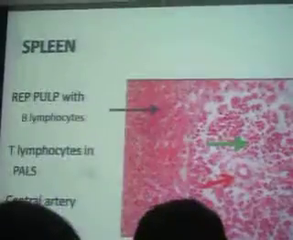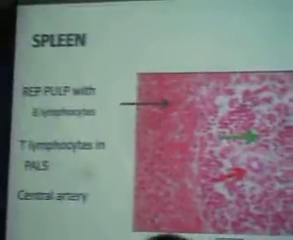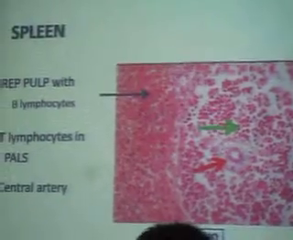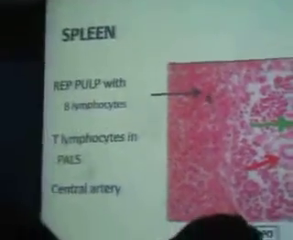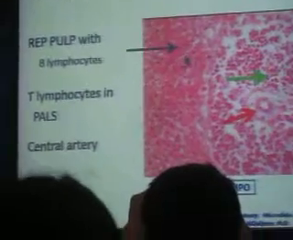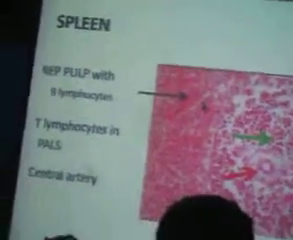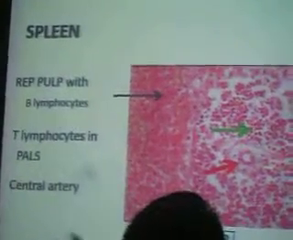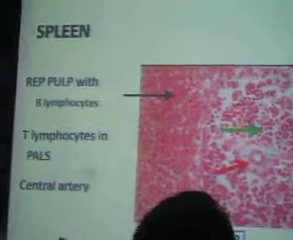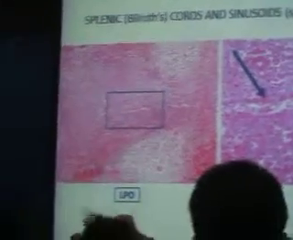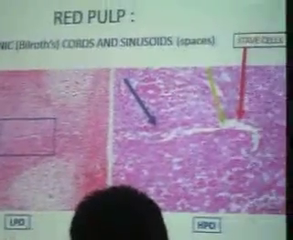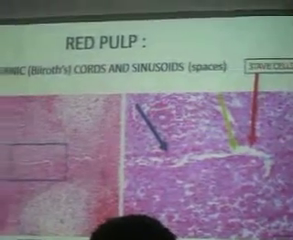Again, the white pulp, the red pulp, the central artery, the PALS. Take note that you have here your splenic sinus and splenic cords. Your splenic sinus represents the lumen of a capillary. If you have a capillary, it is lined by endothelial cells. And the specific name for the endothelial cells of your splenic sinus, you call that your stave cell.